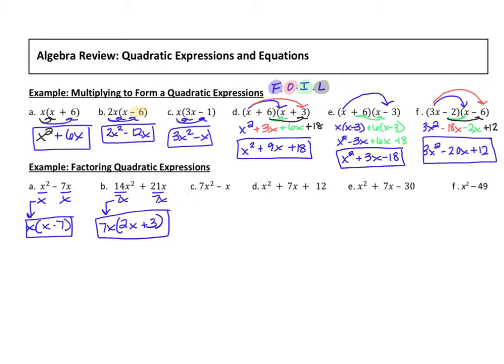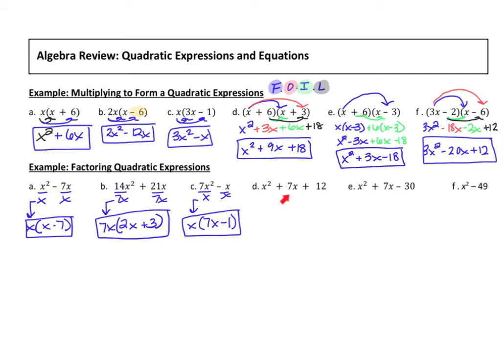Let's move on to letter C. What can you factor out of letter C? You can factor out an x. So if I take an x out, that's going to leave me with 7x minus, and then x over x is just going to be 1. So my final answer is x times 7x minus 1.